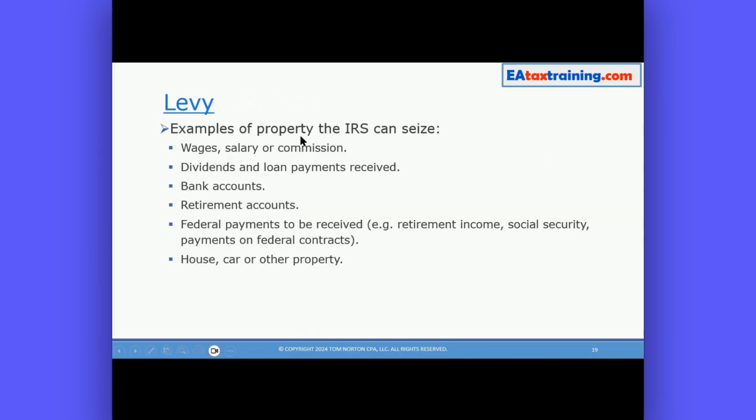Here are examples of the types of property that the IRS can seize. They can seize wages, salary, or commission. They can seize dividends and loan payments that are being received. They can seize bank accounts, retirement accounts, federal payments that are to be received, such as retirement income, Social Security, payments on federal contracts, and they can seize your house, your car, and other property.